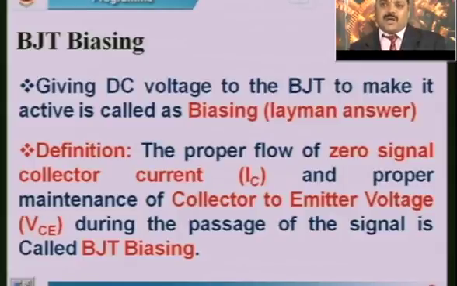Therefore, we must properly maintain IC and VCE before applying the weak signal which is to be strengthened in the amplifier application. So the proper definition will be: proper maintenance of zero signal collector current and proper maintenance of collector to emitter voltage during the passage of the weak signal which is to be amplified is called biasing. Let us move to the next slide. BJT biasing.